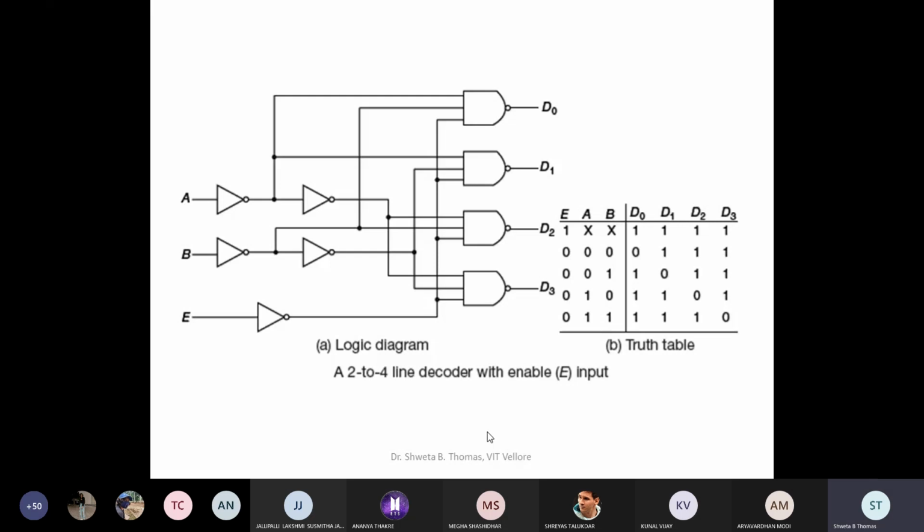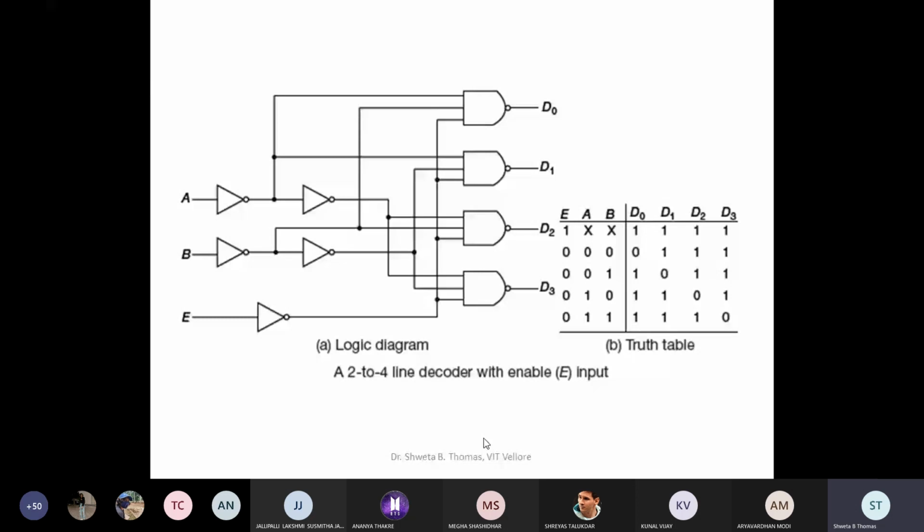This is the logic diagram of the decoder. We should use this only. So this is the first condition. That means this 2 to 4 line decoder will act as a normal decoder only when enable input E is 0. So when both A and B are 0, then D0 is 0. That means only D0 is giving you output and the rest of the values are 1.